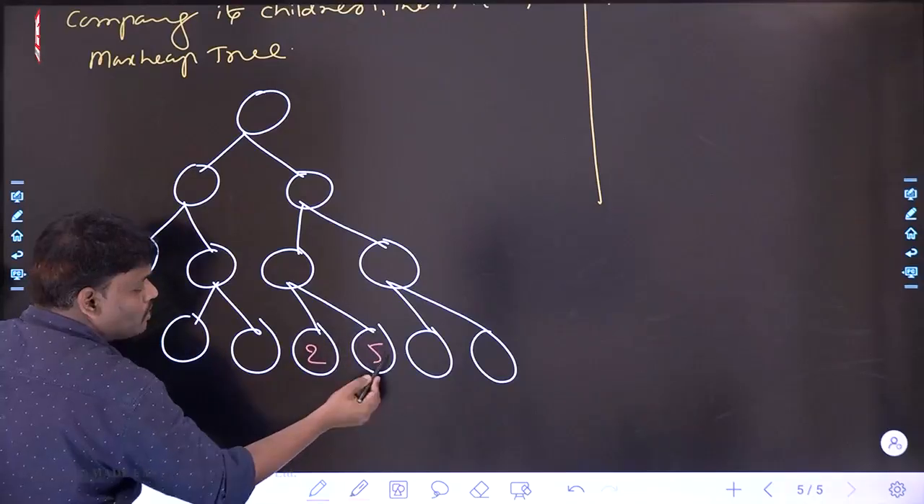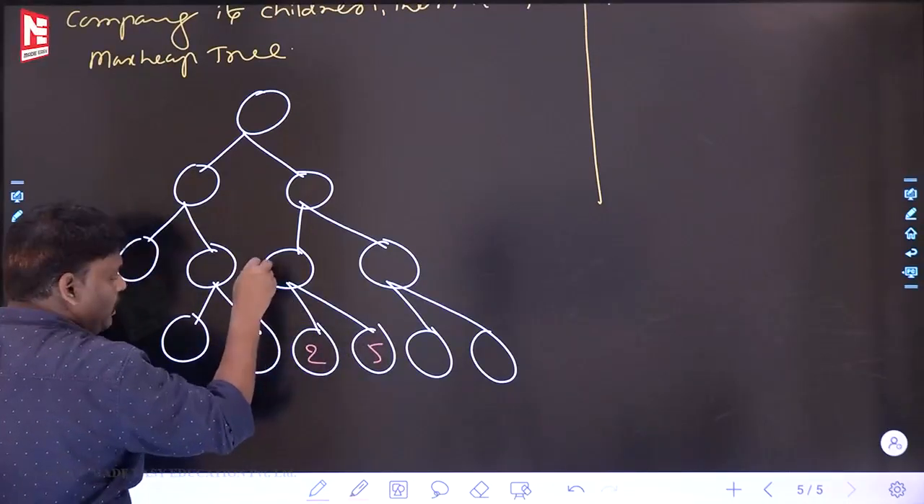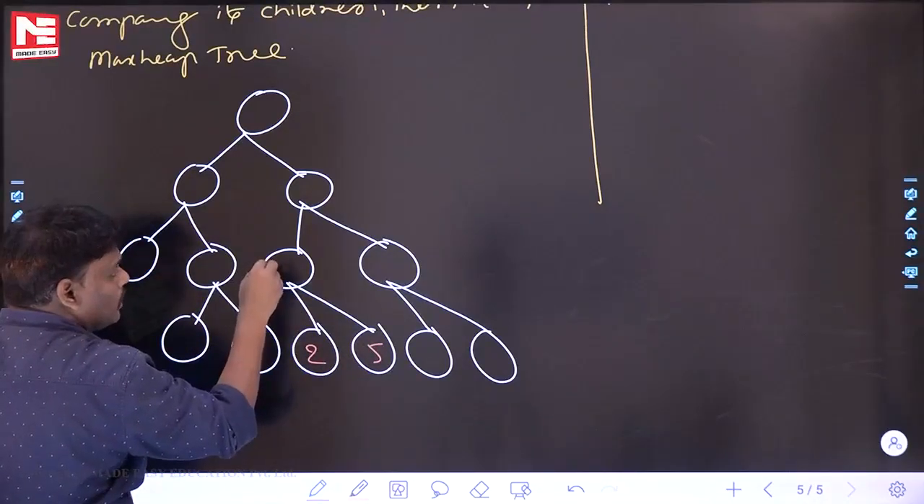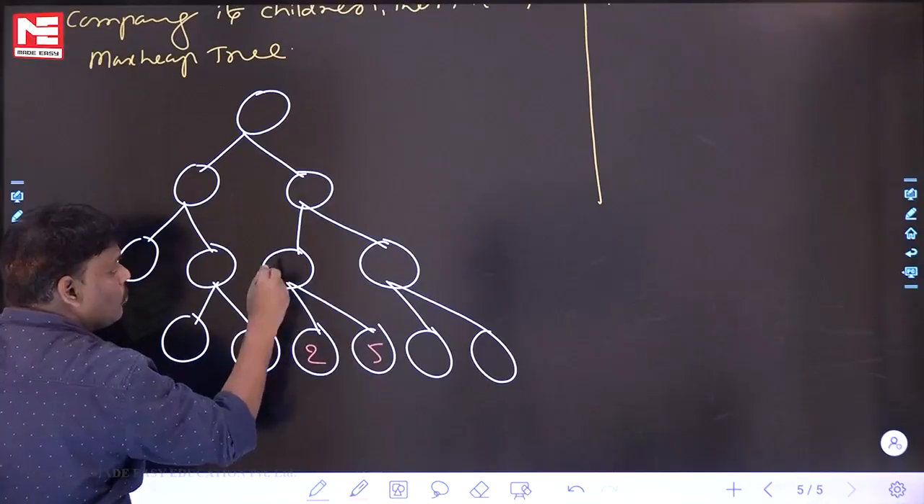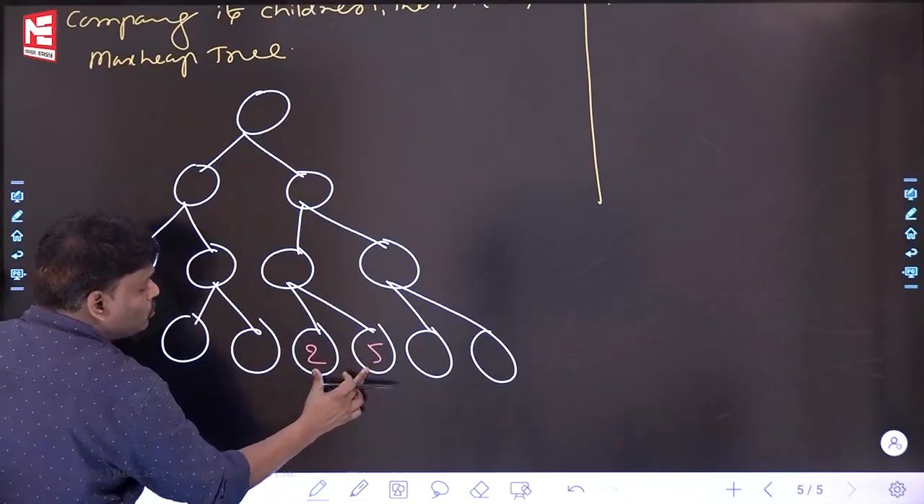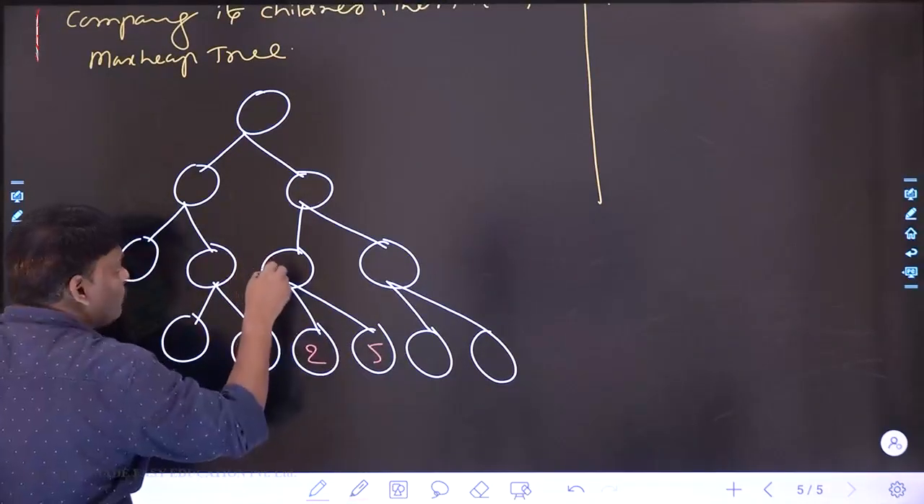Can you say 2, 5? Who is the maximum? 5. So it should be 5 or more than 5. What is the reason? Root is maximum or equal comparing its children. 2, 5, which is the maximum? 5. It should be either 5 or more than 5.